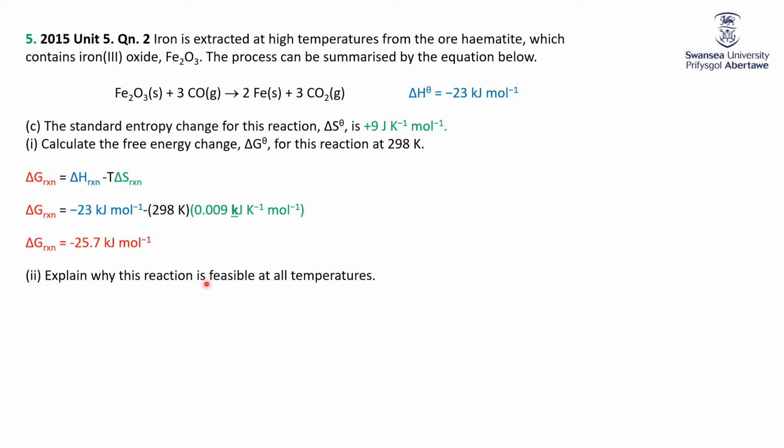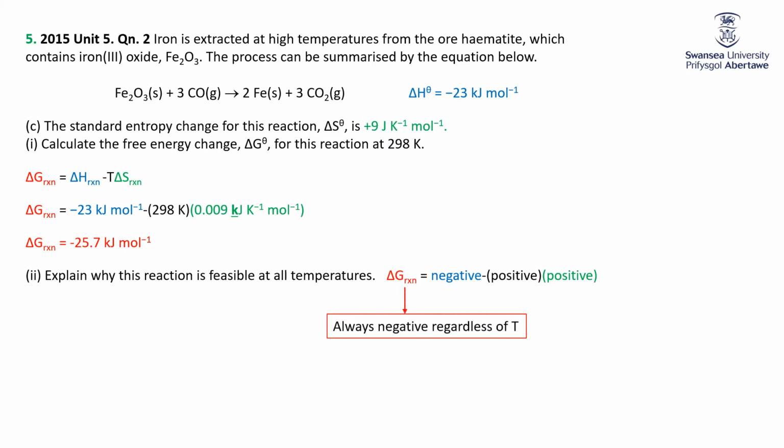And explain why this reaction is feasible, spontaneous, at all temperatures. Well, if we think about it, delta G is going to be a negative number, that's the delta H, minus a positive, that's for the temperature, times a positive, that's for the delta S. And when you've got a negative number minus a positive number, the new number is going to be even more negative. So it doesn't matter what the value is of temperature, because it's a negative number minus a positive number, delta G is always going to be negative. And if delta G is always negative, the reaction is always spontaneous, otherwise known as feasible.